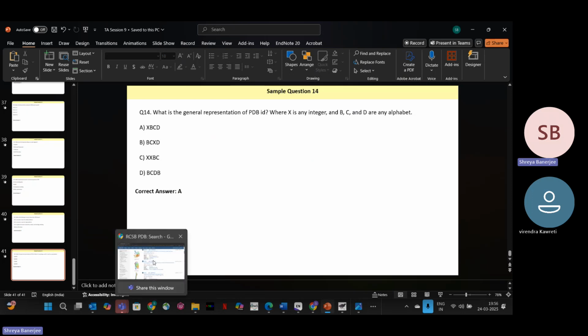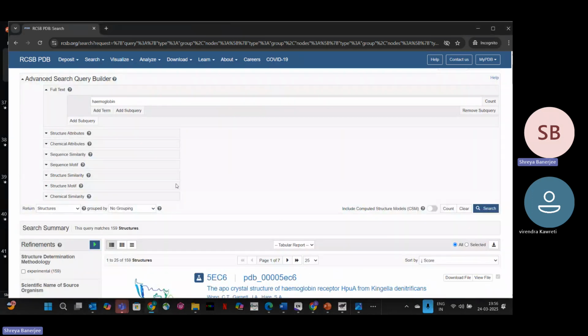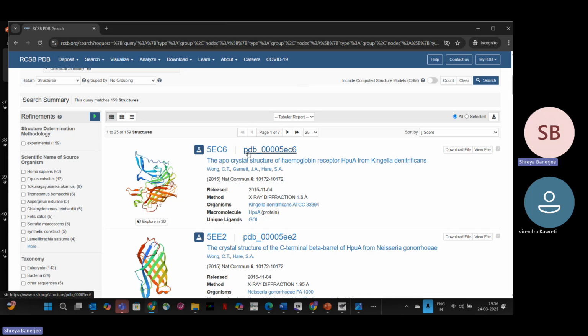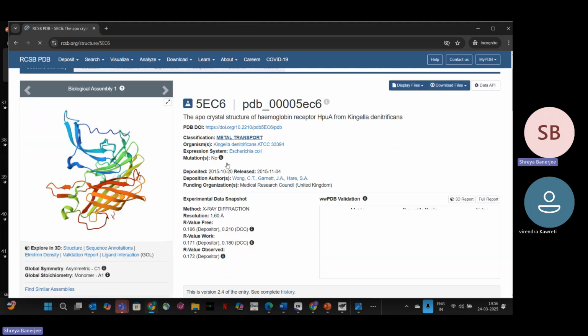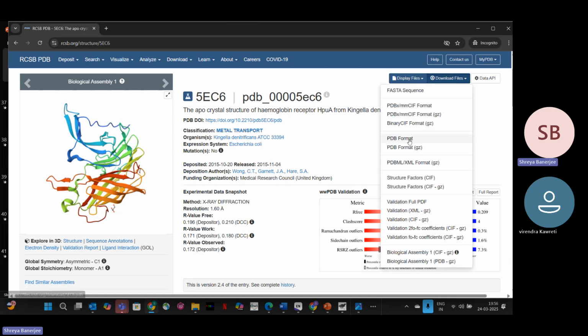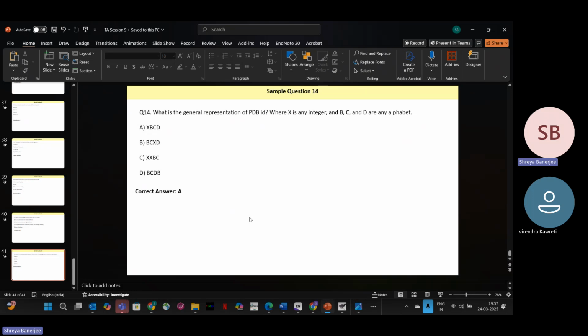Even if you don't know the PDB ID, you can just search the name of the protein here and you will get the PDB. Then you can click on the structure, and this is the hemoglobin of this particular organism. You can go to download files and download the PDB format. The PDB format can be opened in PyMol, Qt, and it can be visualized. So that is all about the different visualization softwares, which was covered in week 9.